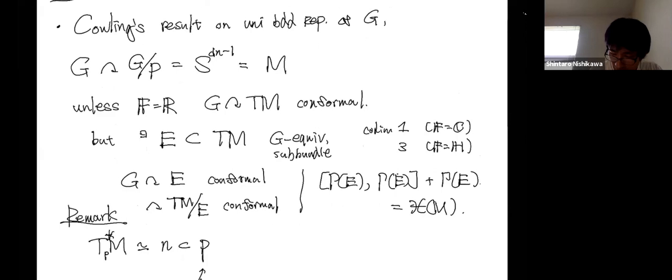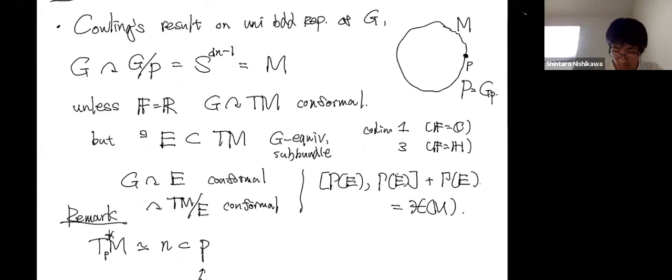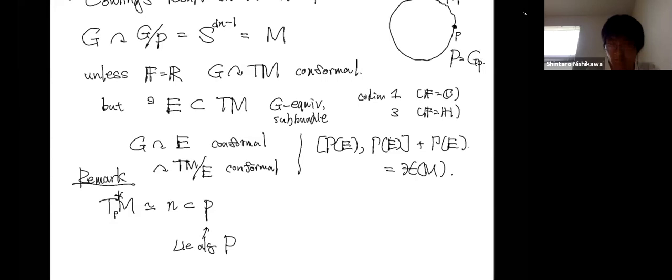Remember, I said this sphere is the boundary of G over K, and then I picked the point to be some point here. And then P is the fixed point subgroup of G. And then you take the real algebra of P, and the algebra of P contains some nilpotent subalgebra. In fact, this is a nilpotent radical. And then T star M is canonically identified, and for time's sake, I just take this for granted.